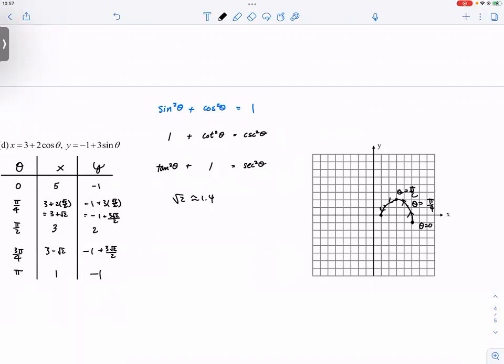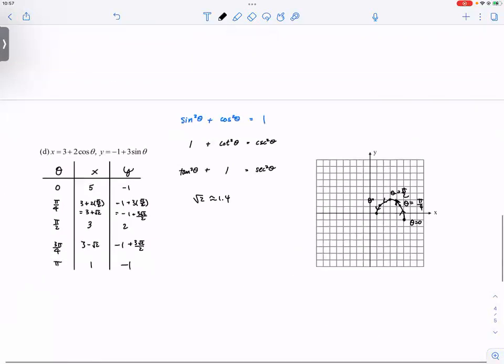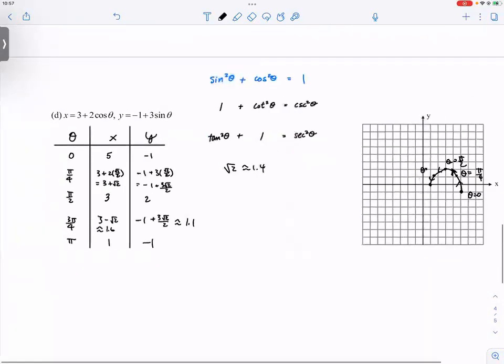Based on the points that we've got so far, that would be the half. Can you repeat the question again? What are the plottable points for 3 pi over 4? That's around 3 minus 1.4, which is 1.6, right? And the y is about 1.1. So those are the points.